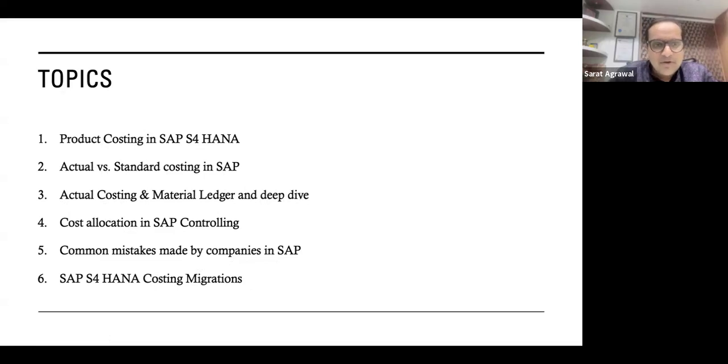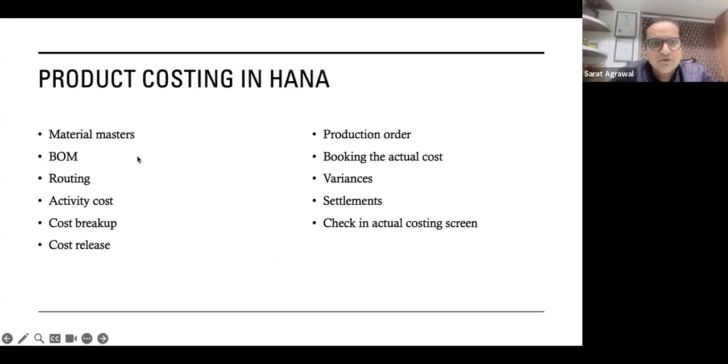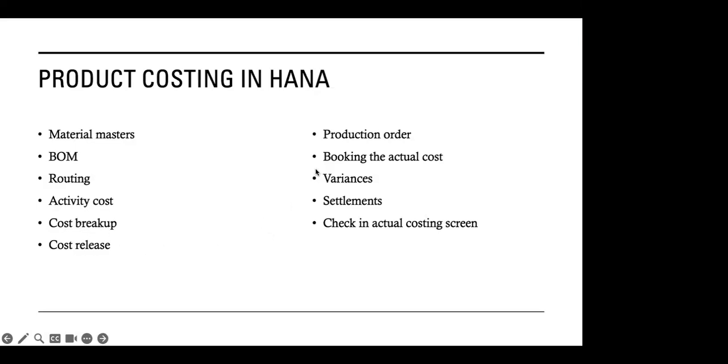Now coming to product costing. Under product costing, these are the key topics we need to know: material master, BOM, routing, activity cost, cost breakup, cost release. And Sharit, just want to know, are you sharing your screen, or how is that?